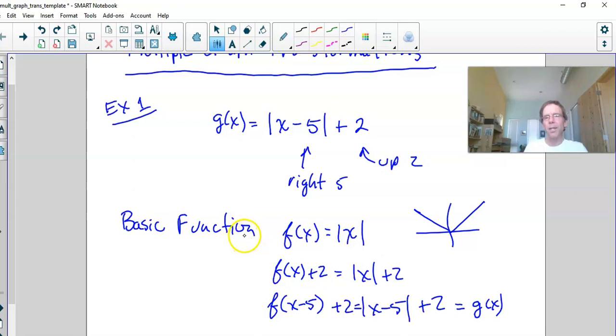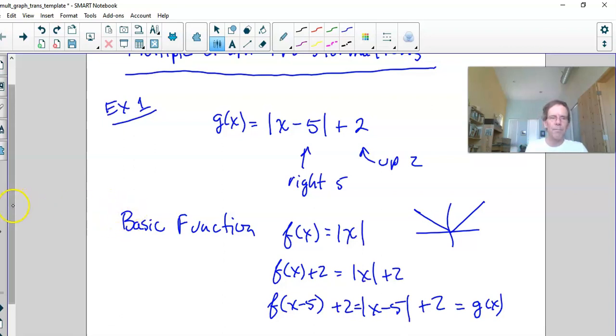I should mention that if there's a lot of things going on at once, sometimes the order in which you do the transformations is important. With 2 translations, it doesn't matter. If you were to move the graph of the absolute value of x to the right 5 and then up, you'd get the same graph as if you moved up first and then moved it to the right.